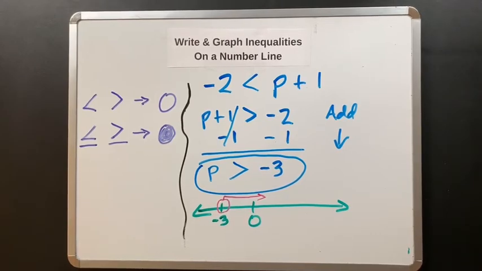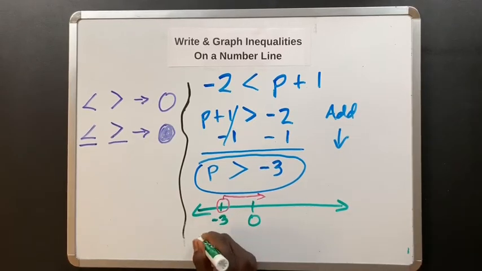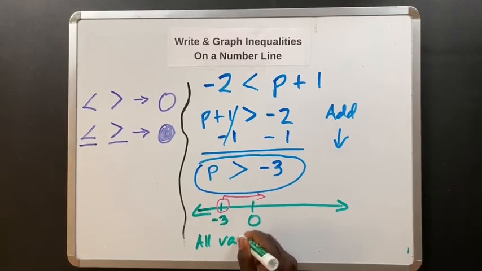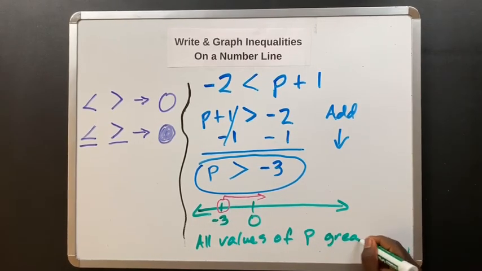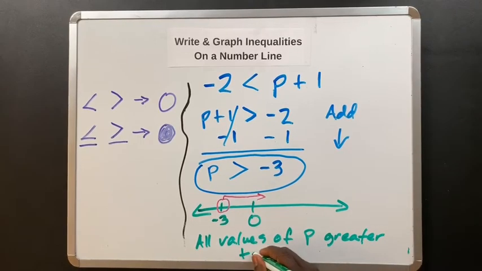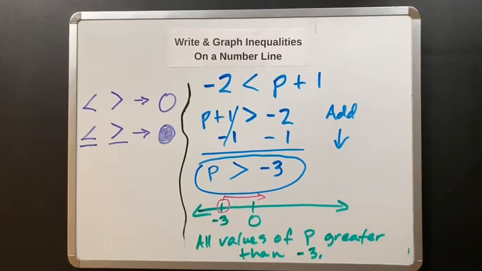Now let's write the sentence that describes the inequality. All values of p that are greater than negative 3. Hence, we have three phases of mathematical understanding. We have a math sentence, a picture or model, and a word sentence. They all mean the same thing.